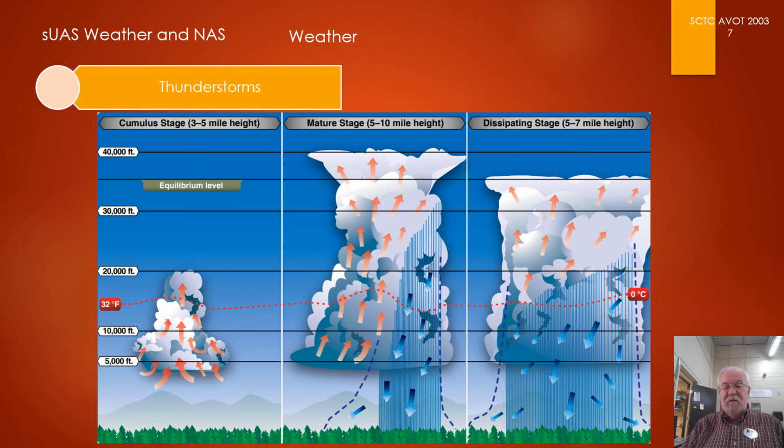The mature stage is probably the most dangerous stage, because there's a lot of turbulence in that cloud. And the very worst point is, I think, generally agreed upon as the end of the mature stage and the beginning of the dissipating stage, when it becomes maximum danger: turbulence, rain, all of those things.